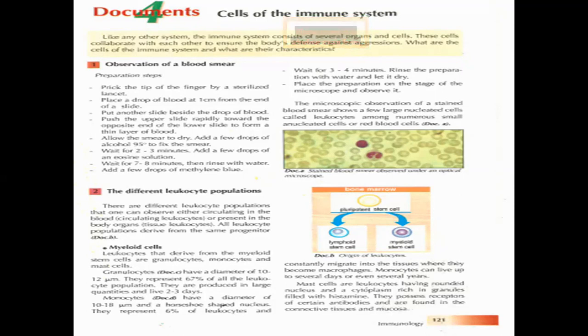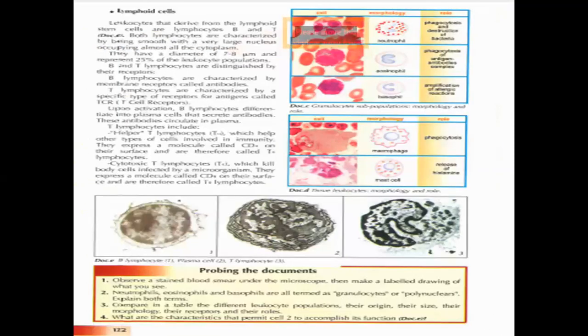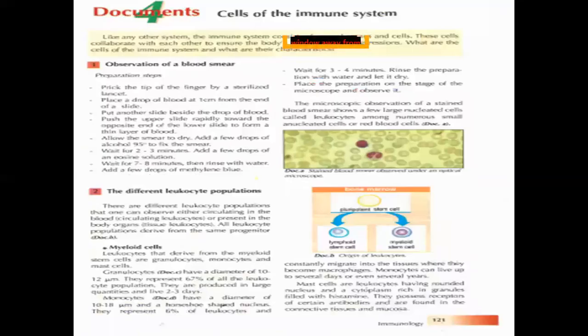Monocytes, we talked about them, are found in document D also. These are the monocytes. They have a role in phagocytosis. Monocytes have a diameter of 10 to 18 micrometers, and they have a horseshoe-shaped nucleus. They represent about 6% of the total leukocytes, and they migrate into the tissue where they become macrophages. What do they do? They carry out the process of phagocytosis. They can live up to several days or even several years.